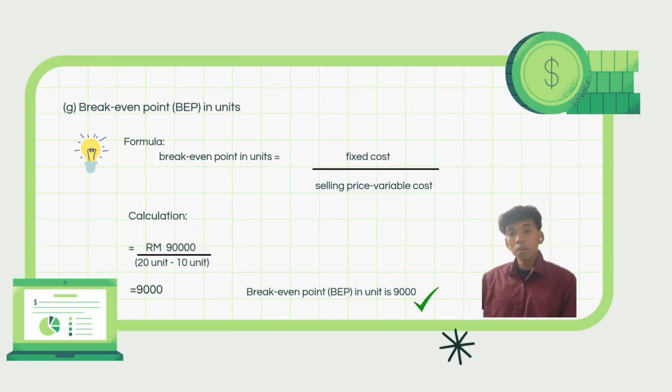I will be talking about question number 1 about the break-even point or BEP in units. The formula for break-even point in units is fixed cost divided by selling price minus variable cost. Based on the question, 189,000 divided by 20 minus 13 gives 27,000. So the break-even point in units is 27,000.